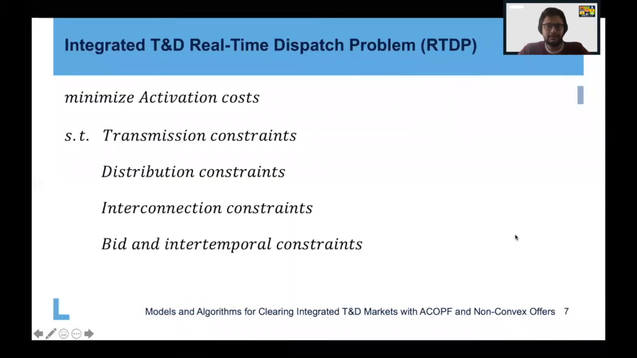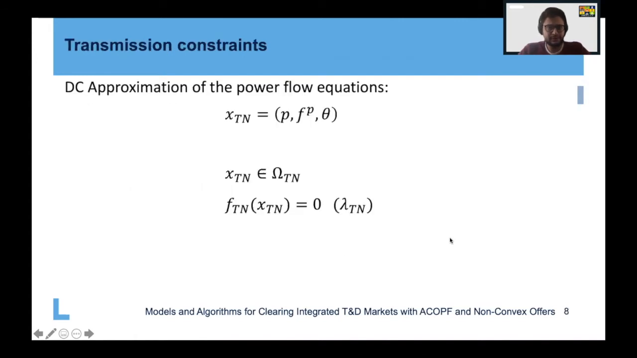Okay, so now let's have a look at the problem we're trying to solve. We're trying to minimize activation costs, subject to transmission constraints, distribution constraints, interconnection constraints, and bid and intertemporal constraints. I'll explain each of these constraints in the coming slides. So let's start with transmission constraints.